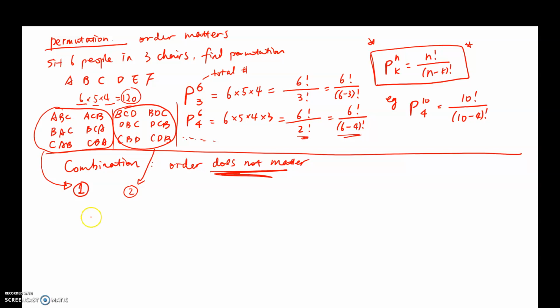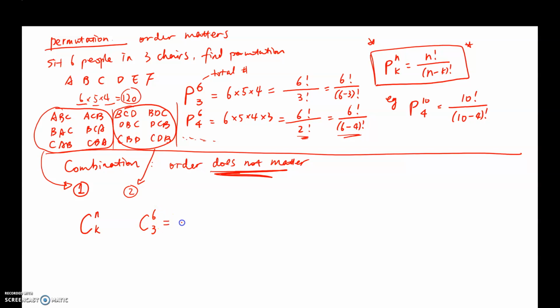Okay, with combination, I use C to represent. C and K means I select K people from N. You can imagine like that, I select K people from N people. In this case, I select 3 people from 6 people.